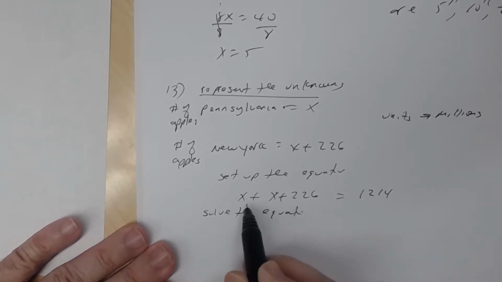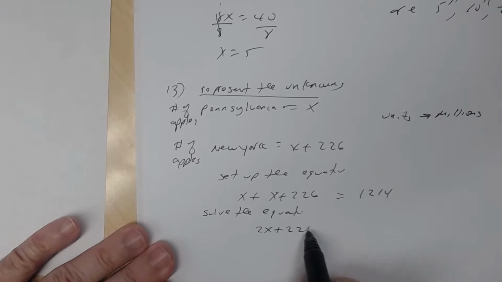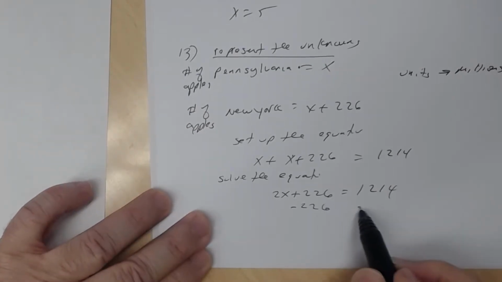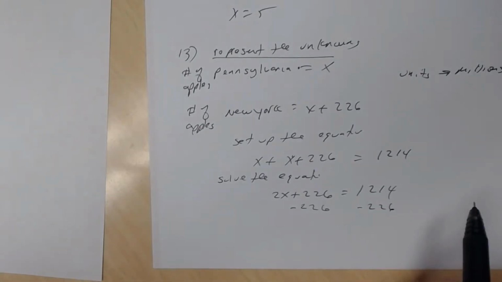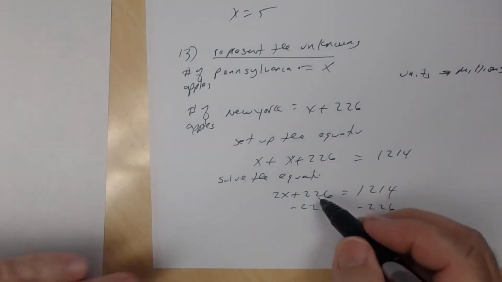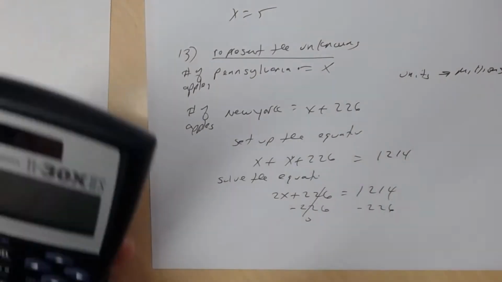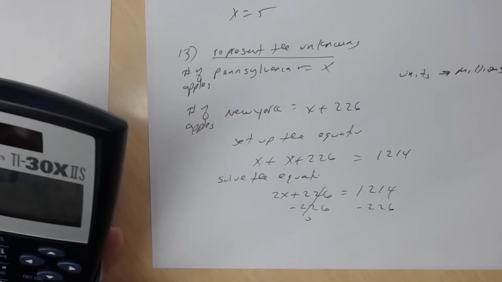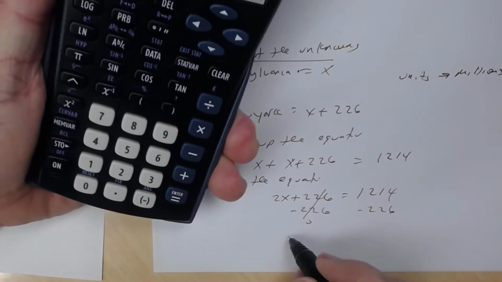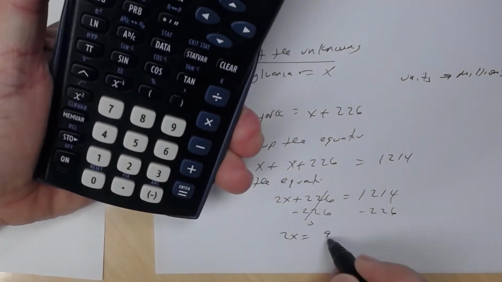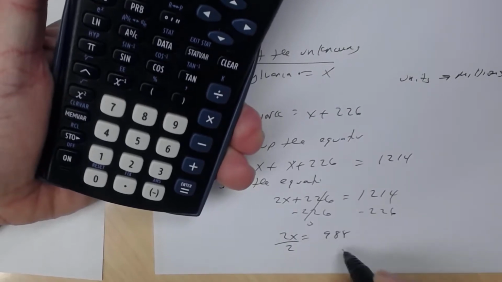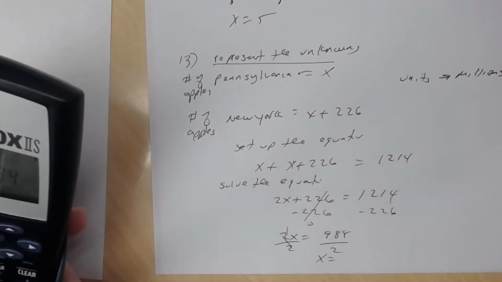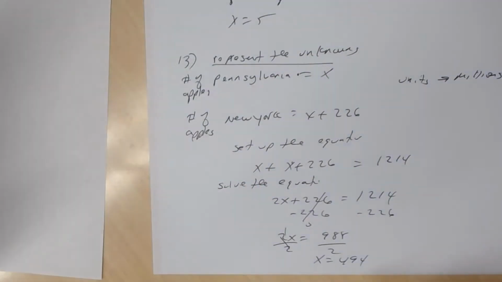I'm going to combine like terms, so that's 2x plus 226 equals 1214. Subtract 226 from both sides. So when I subtract 226 and combine like terms, I'm going to get 1214 minus 226, so that's 988. So 2x equals 988. Divide both sides by 2. I get x to equal 494. Okay, so that's what x is.